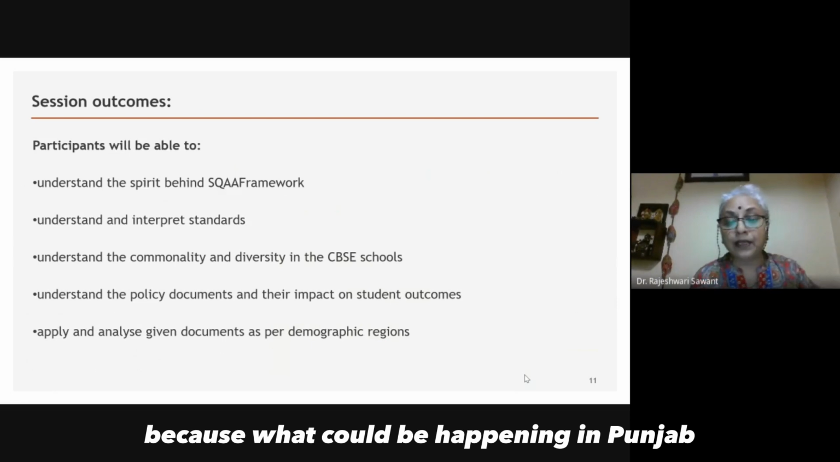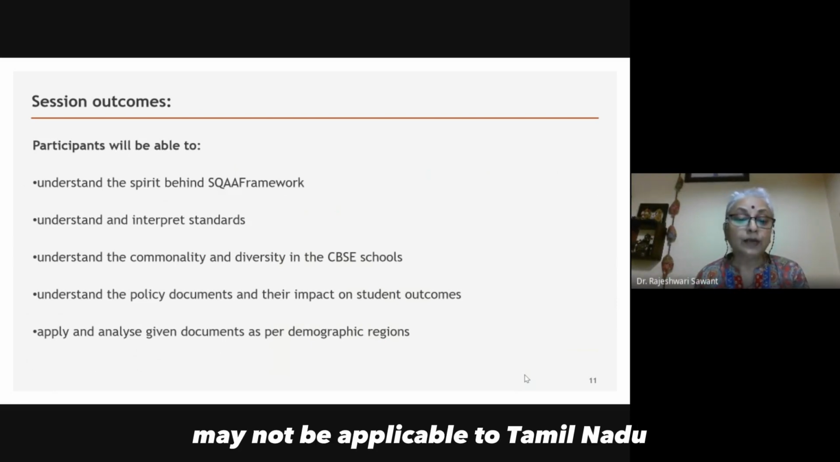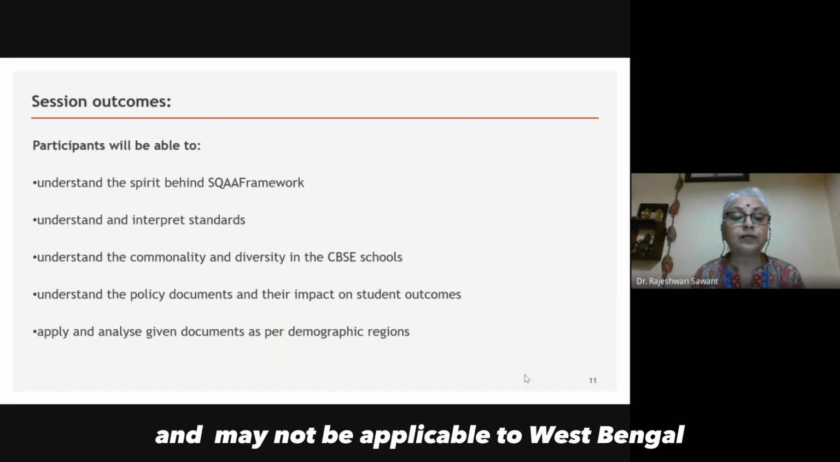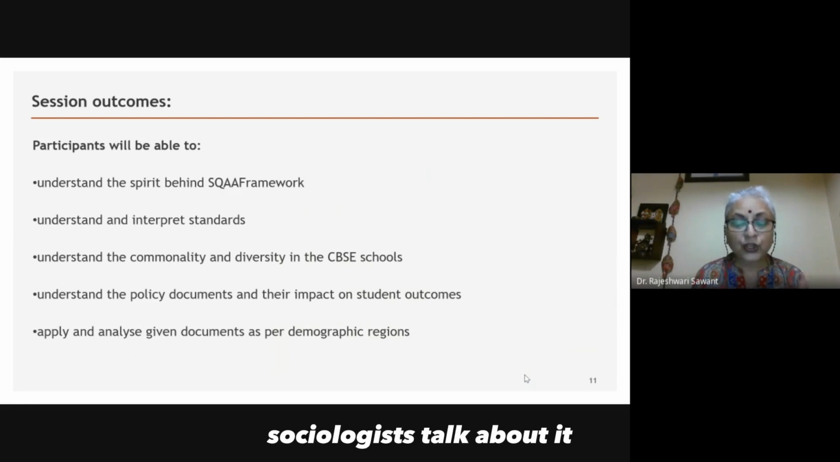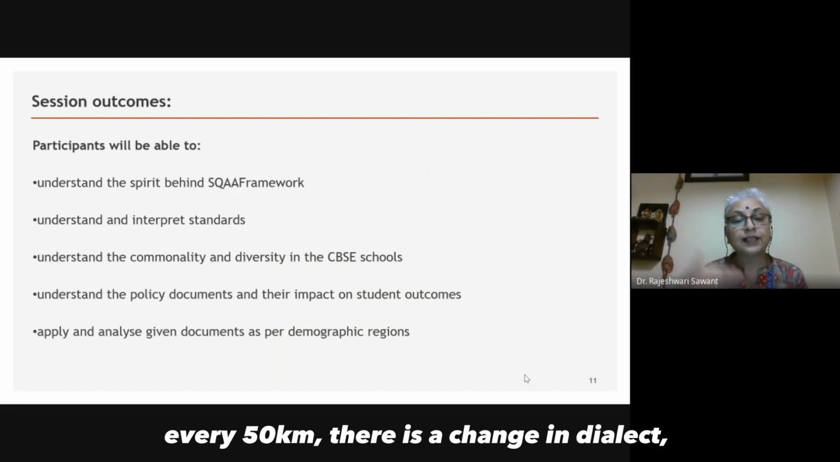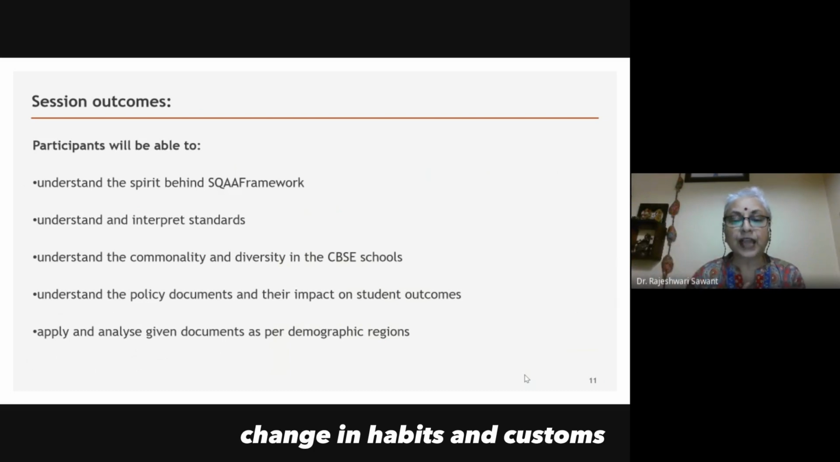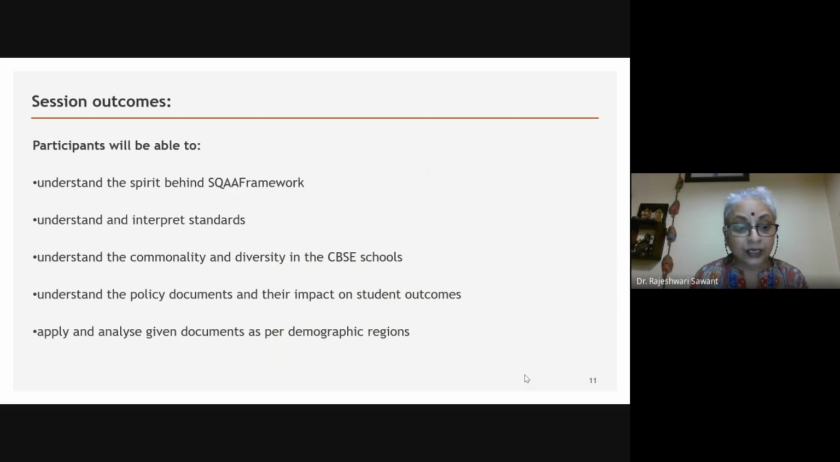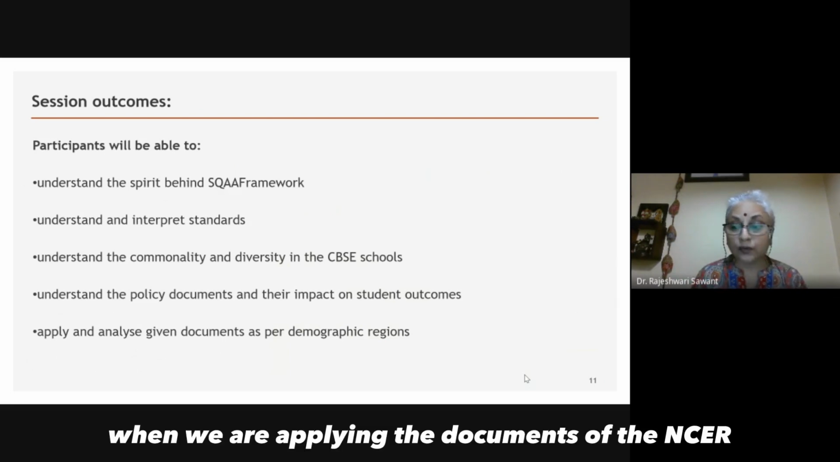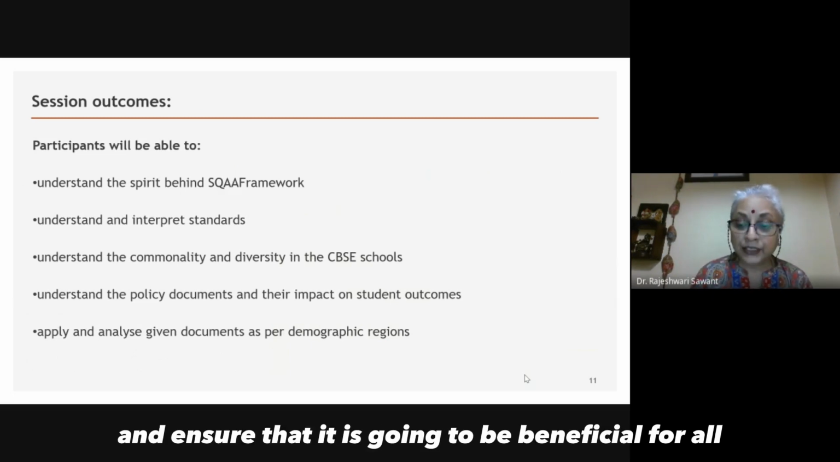I specify here the last pointer, that is apply and analyze given documents as per demographic regions, because what could be happening in Punjab may not be applicable to Tamil Nadu and may not be applicable to West Bengal, because the demographies vary from place to place. As sociologists talk about it, every 50 kilometers there is a change in dialect, change in habits and customs. So we should keep in mind even this factor when we are applying the documents of the NCERT and analyze it and ensure that it is going to be beneficial for all.